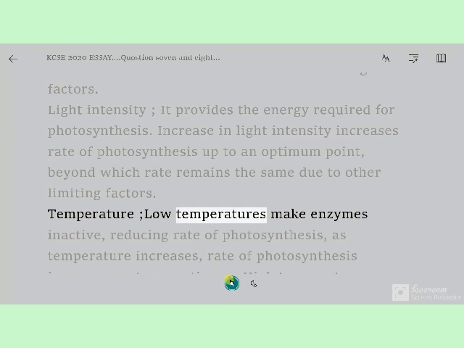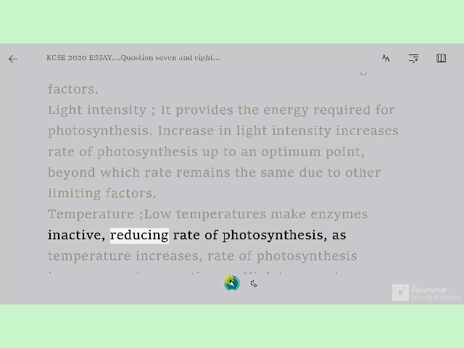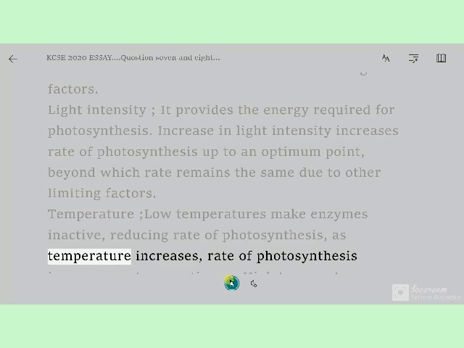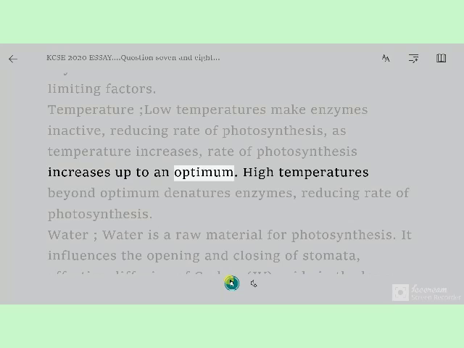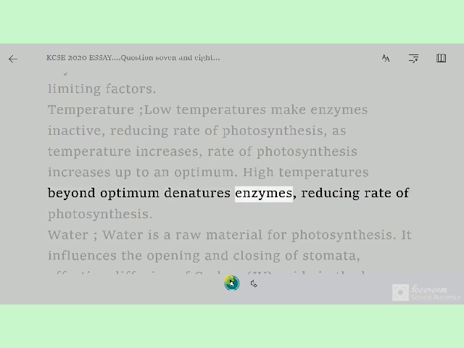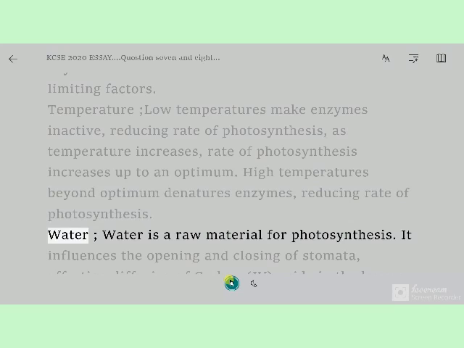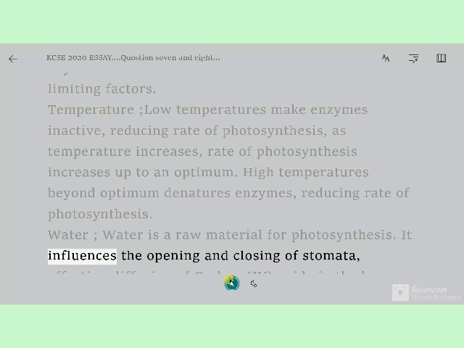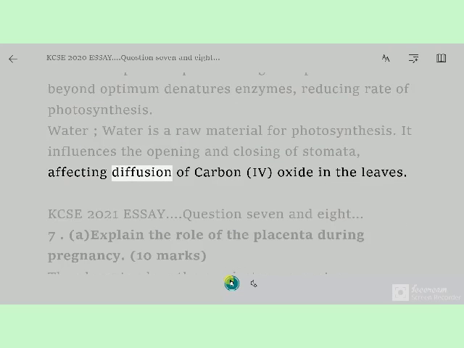Temperature. Low temperatures make enzymes inactive, reducing the rate of photosynthesis. As temperature increases, the rate of photosynthesis increases up to an optimum. High temperatures beyond the optimum denature enzymes, reducing the rate of photosynthesis. Water is a raw material for photosynthesis. It influences the opening and closing of stomata, affecting diffusion of carbon dioxide in the leaf.